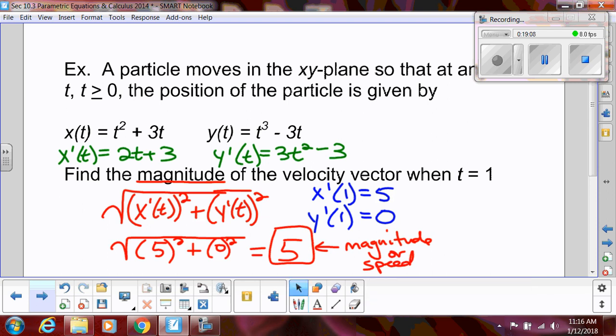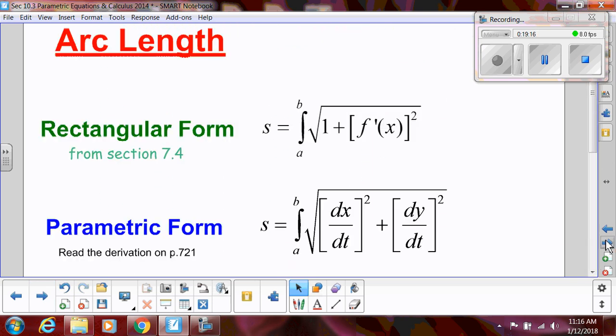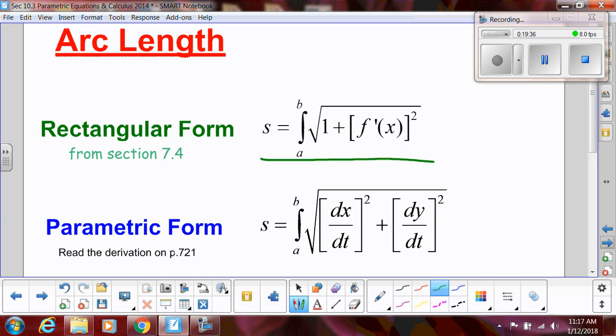Okay, so now we've got the derivatives down for both parametric and vector form. Let's look at the next thing. Remember way back in January, we did arc length. That was in section or chapter 7.4. And in the rectangular form, we remember how we derived that, and we did the integral of the square root of 1 plus first derivative squared. Okay, so in parametric form, that's going to look like this.